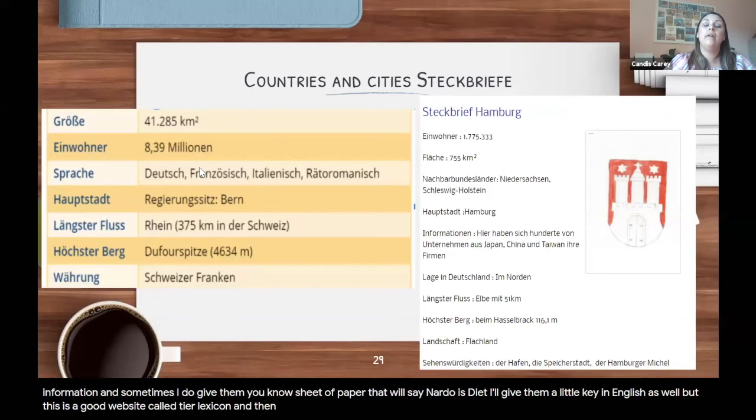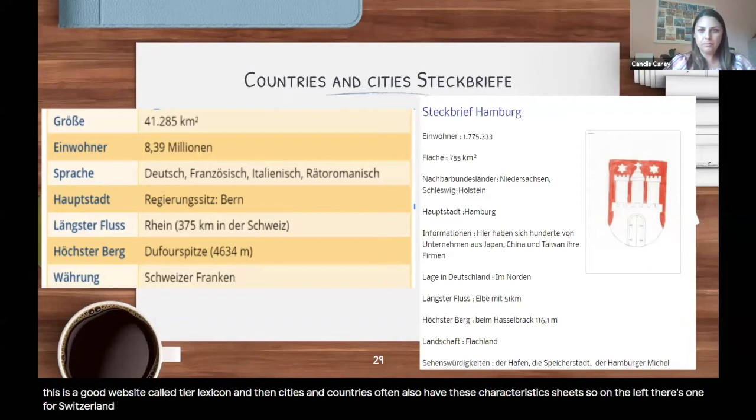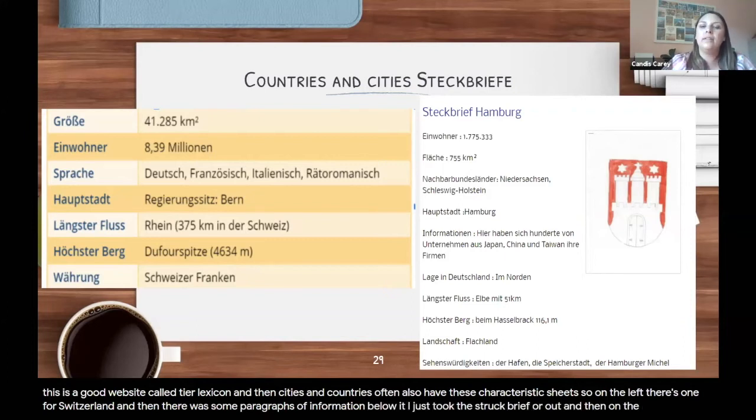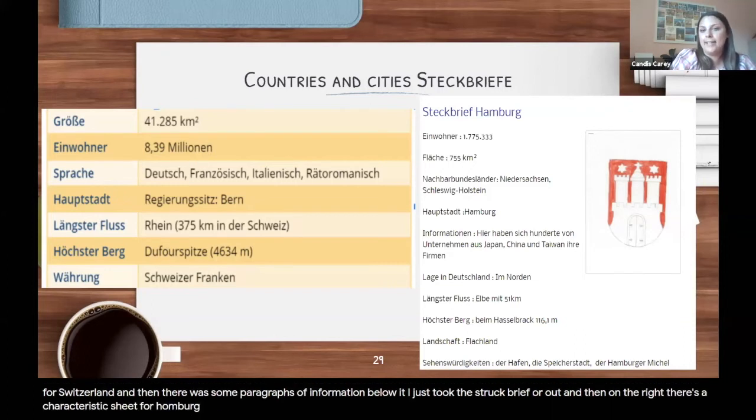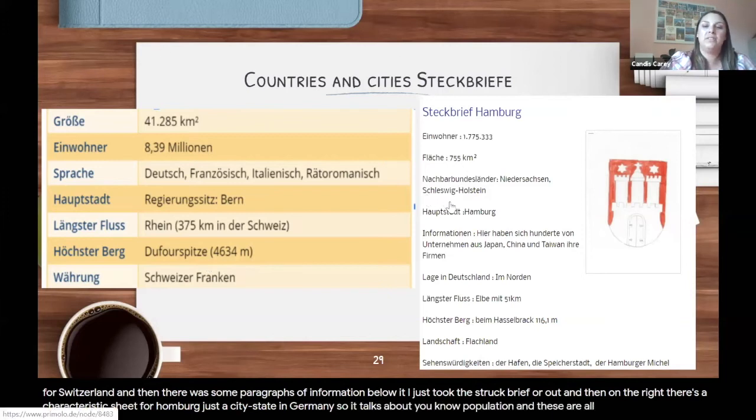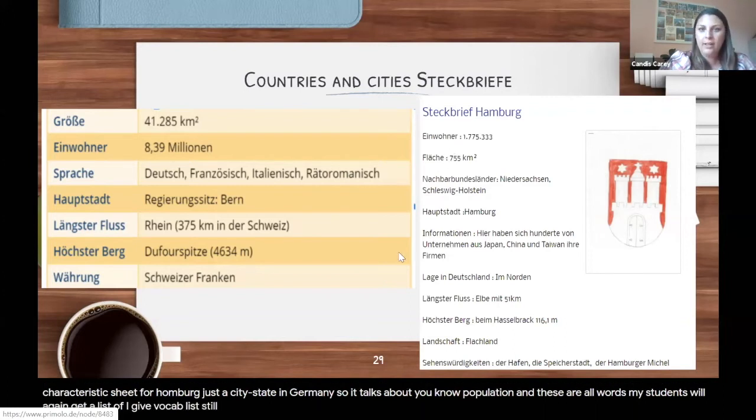And then cities and countries often also have these characteristic sheets. So on the left, there's one for Switzerland. And then there was some paragraphs of information below it. I just took the Steckbrief part out. And then on the right, there's a characteristic sheet for Hamburg, which is a city-state in Germany. So it talks about population, and these are all words my students will, again, get a list of. I give vocab lists still. Size, location in Germany, it's in the north.